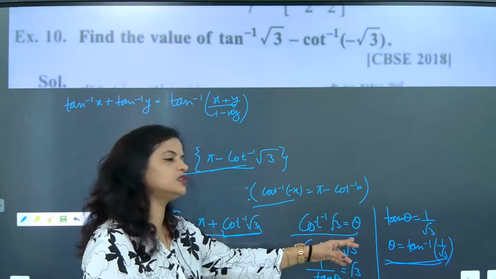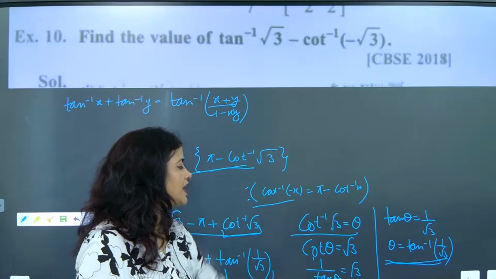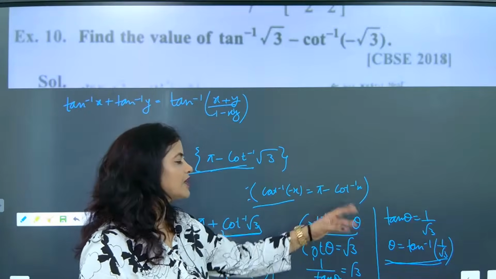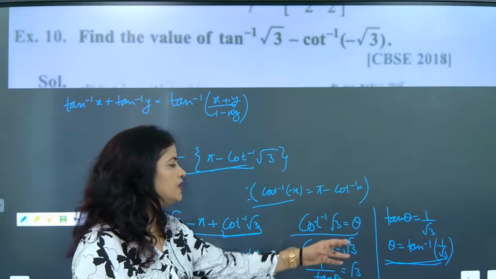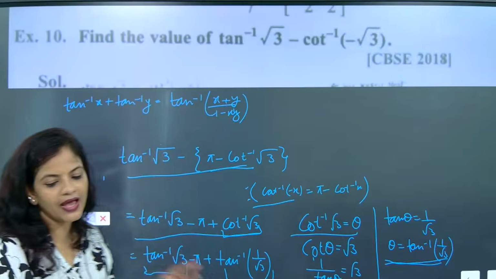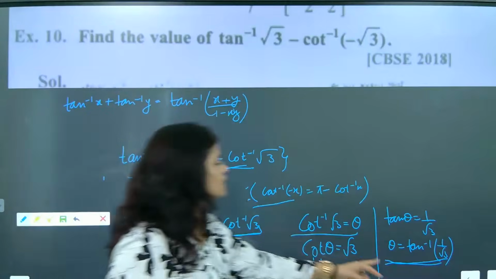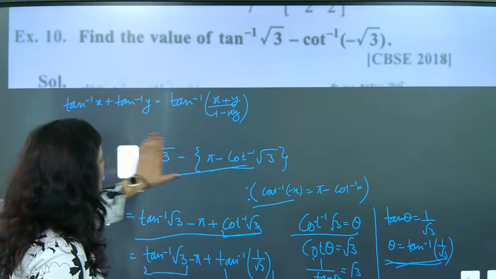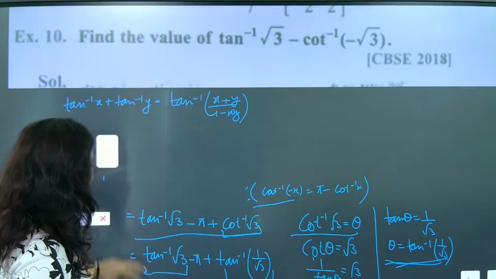Cot inverse root 3 is equal to theta. So cot theta is equal to root 3. So 1 by tan theta equal to root 3. So tan theta equal to 1 by root 3 and theta equal to tan inverse 1 by root 3. So till this section we have got these terms, and now we are solving this part, tan inverse.